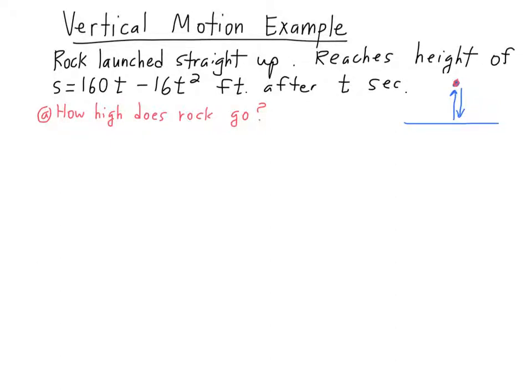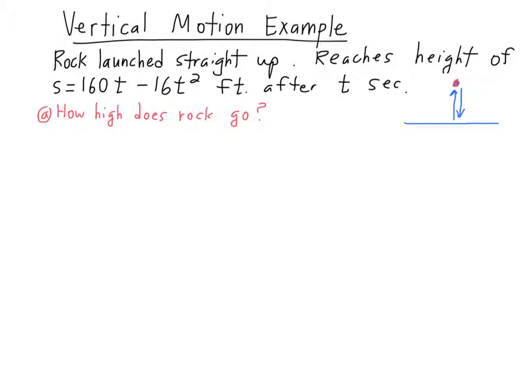Okay, so here's an application problem modeling vertical motion. Imagine a rock being launched straight up into the air. It's going to reach a certain height, and it's modeled by this S equation, which is measured in feet after t seconds. I have a little illustration here showing that a rock is going up and then coming straight back down and hitting the ground.